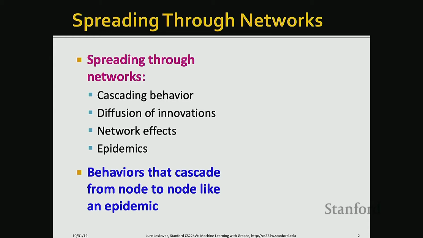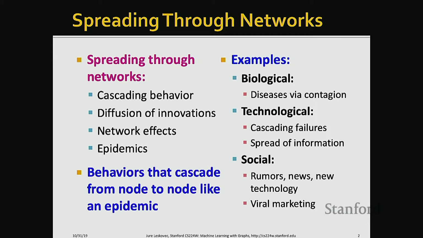If you're into health, clearly you've heard about epidemics, the ways in which viruses spread. But overall, what we care about are the behaviors that model a cascade, and the way in which information spreads from node to node usually resembles an epidemic. So what is an epidemic? How does it work? And why is it a very interesting problem to study? Here are some examples of where you might have heard about this phenomenon and why it is so impactful.